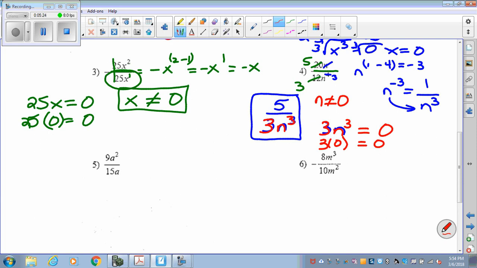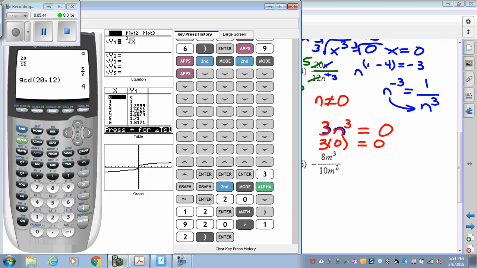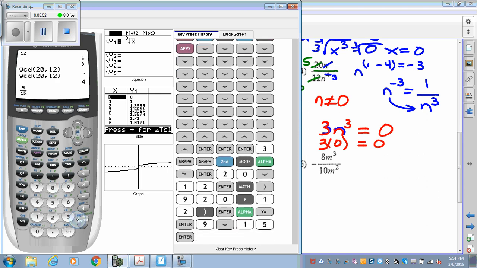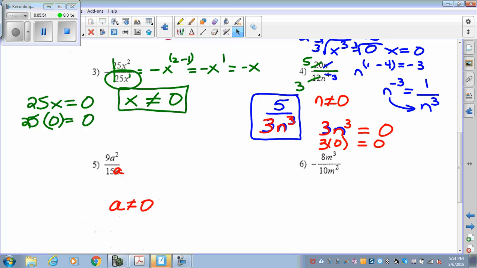Now looking at number 5, here's a, and it's in the denominator by itself as a factor. So right away, I know a cannot equal 0. That's an exclusion. Then I'm going to take 9/15 and reduce it. I go alpha y equals, 9/15, and hit enter. That reduces to 3/5. So 9/15 is 3/5.